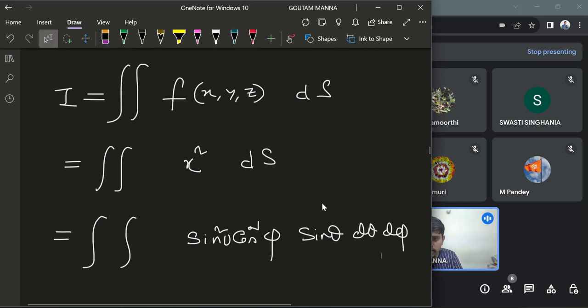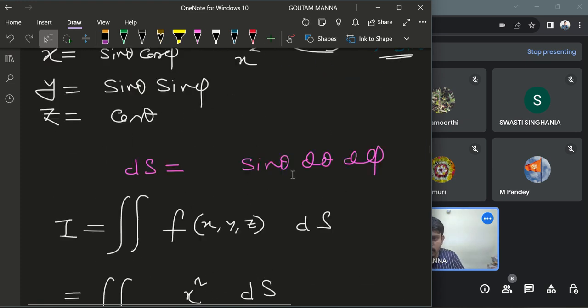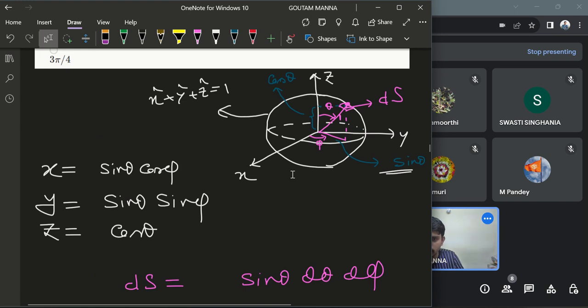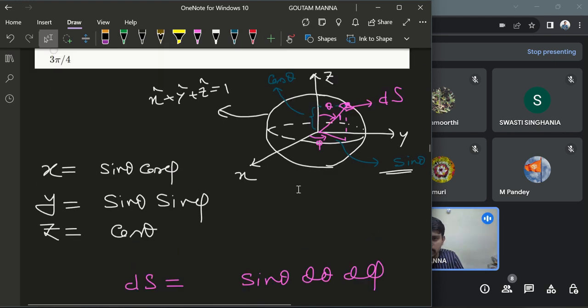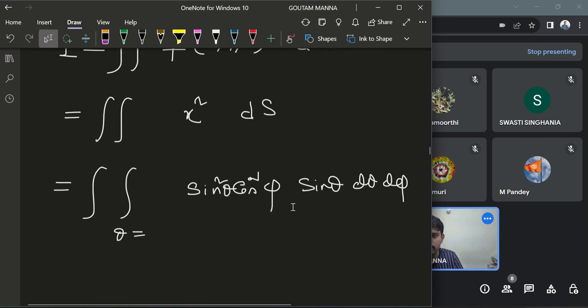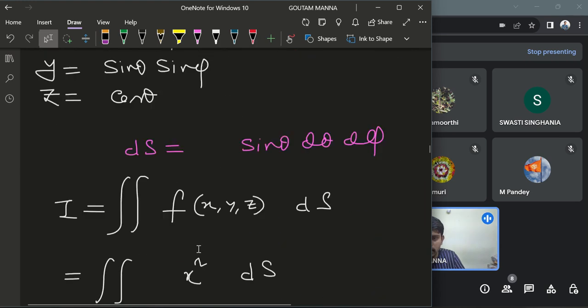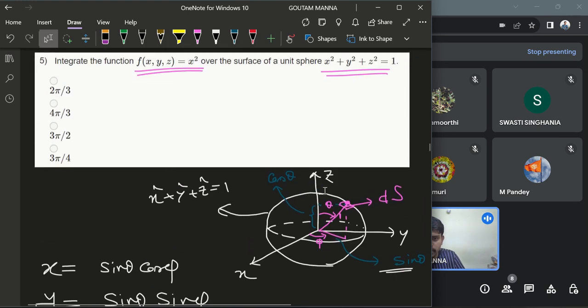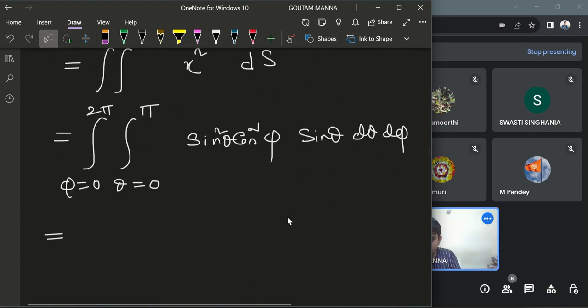So this is sine square theta, and theta will be going from 0 to pi, and phi will be going from 0 to 2 pi. This is because we want to move on the sphere, so the theta limit should be going from 0 to pi. Otherwise, if theta is going from 0 to 2 pi, then we will be covering it twice. And let's go to the integration.